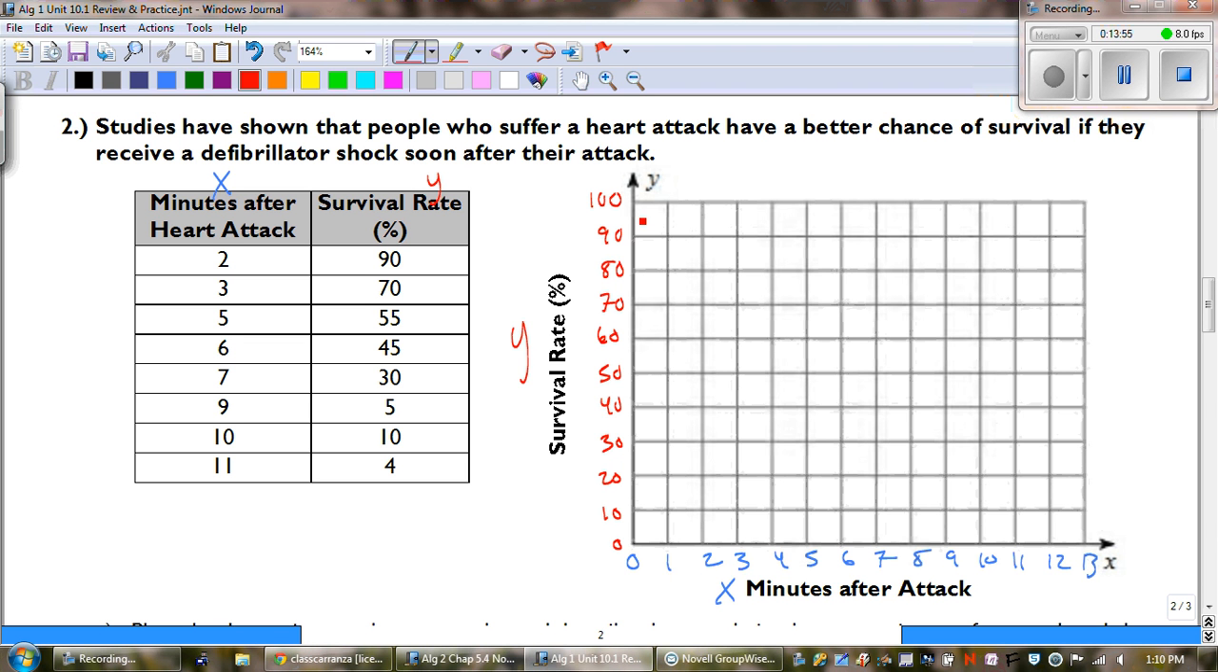All right, so what I want you to do is plot all of the points and then do A and B, okay? Tell me what the correlation is and do the line of best fit. All right, pause the video and good luck.